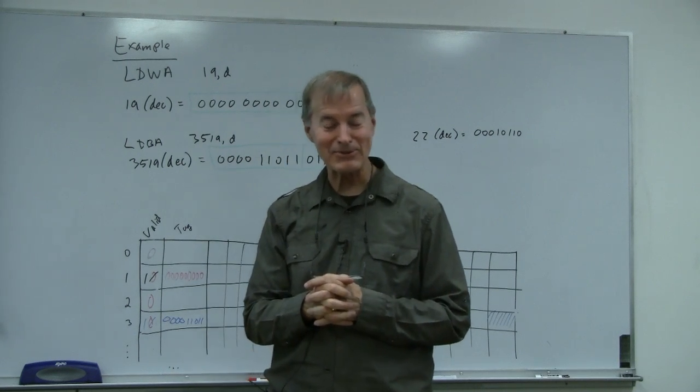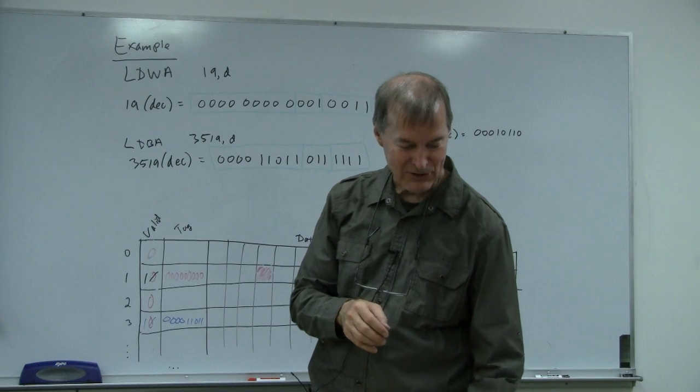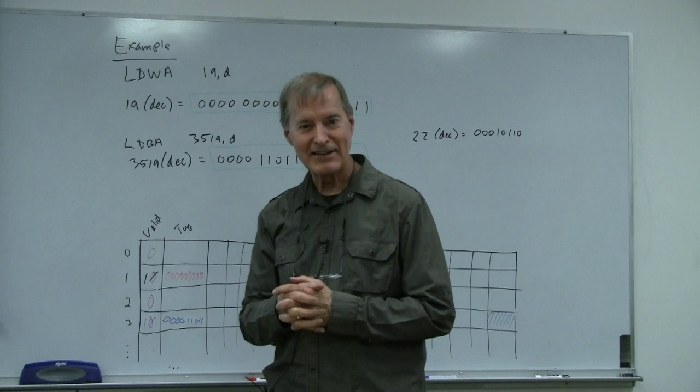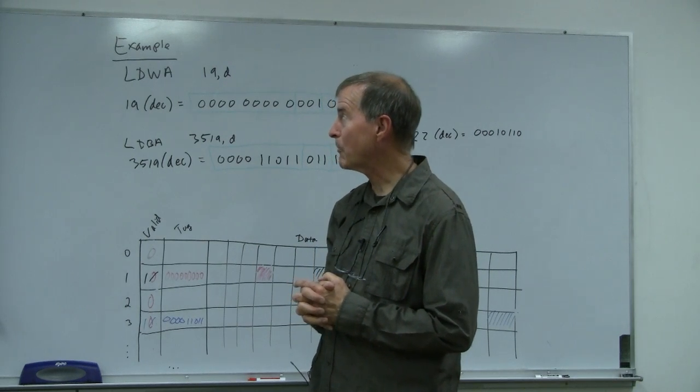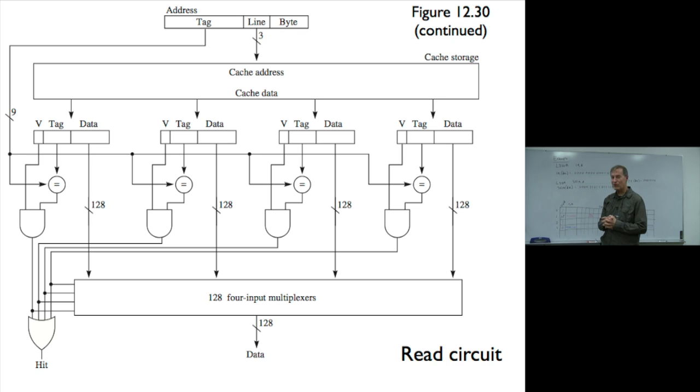And now, you guys, here comes something that's really cool. At this point in our digital design, circuit design, computer organization abilities, here in figure 12.30 is the read circuit for this four-way set associative cache. And I think we can understand every single logic gate in here. Because this is a circuit that does all of that in hardware at once, simultaneously. This is hardware concurrent processing. It doesn't have to look at the first one, then the second one, then the third one, then the fourth one. So let's see if we can decipher this figure 12.30 together. Come, let us reason together.